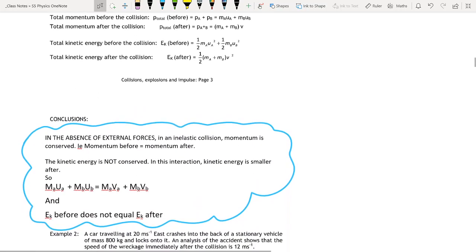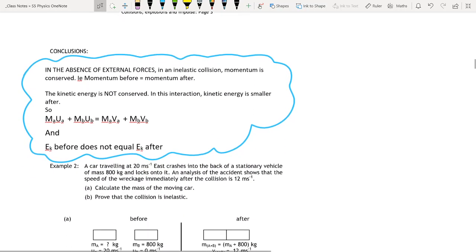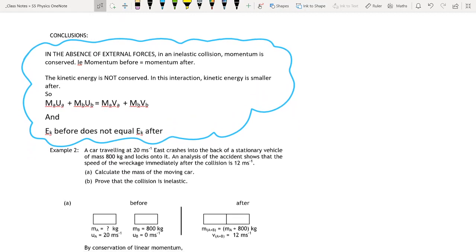So, conclusions. I've typed this up but you have space to write it, I'm afraid, because it's quite a bit of writing and it takes me a while to write it with my pen. The important thing here is, in the absence of external forces, so underline or highlight that, in an inelastic collision, momentum is conserved, i.e. momentum before equals momentum after. The kinetic energy is not conserved. So in this interaction, the kinetic energy is smaller after because they move off at a smaller speed.